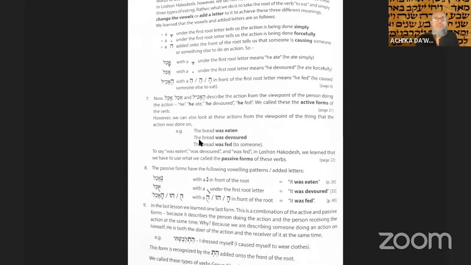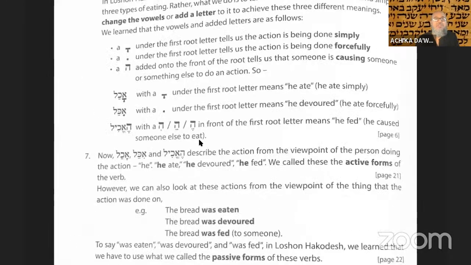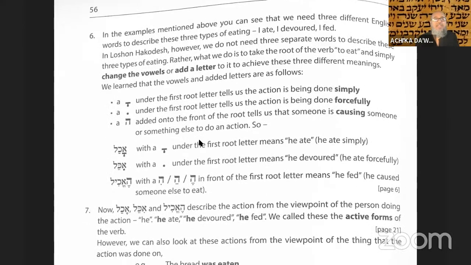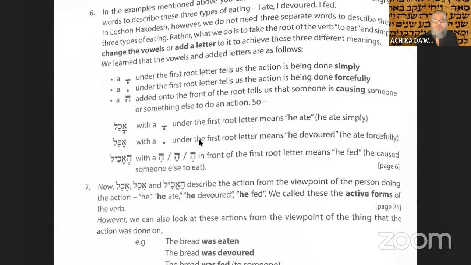Let's see. All right, so let me see. They gave us some examples. Just going to briefly go over these.